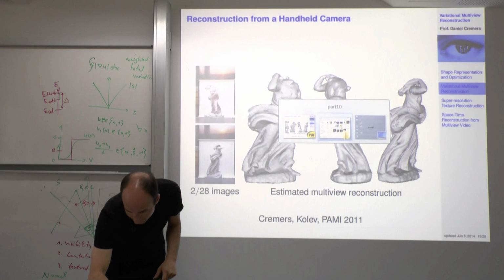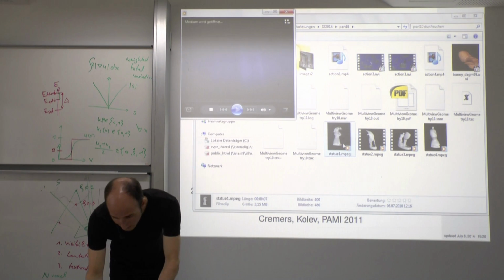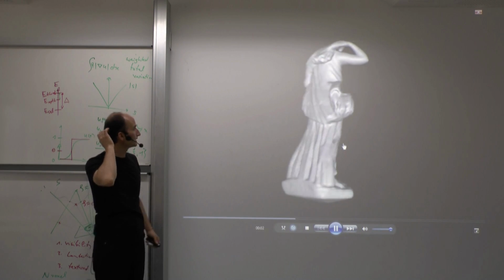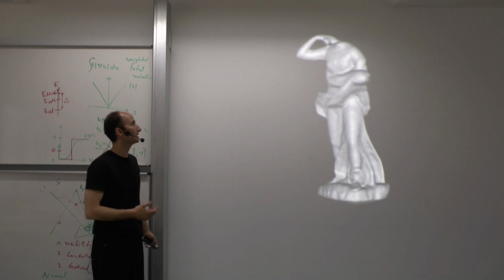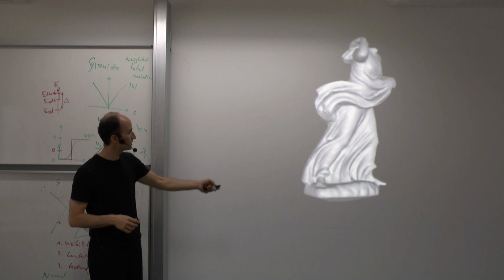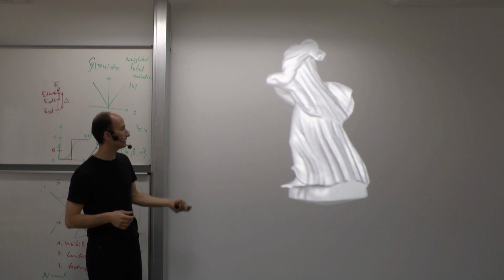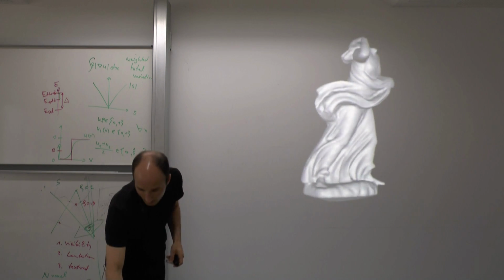I'll show you some videos. So here's one example. This is a statue that we reconstructed from this set of images, typically around 25 to 30 images. And what you see here is quite a good level of detail, lots of the geometric details, the folds are there.